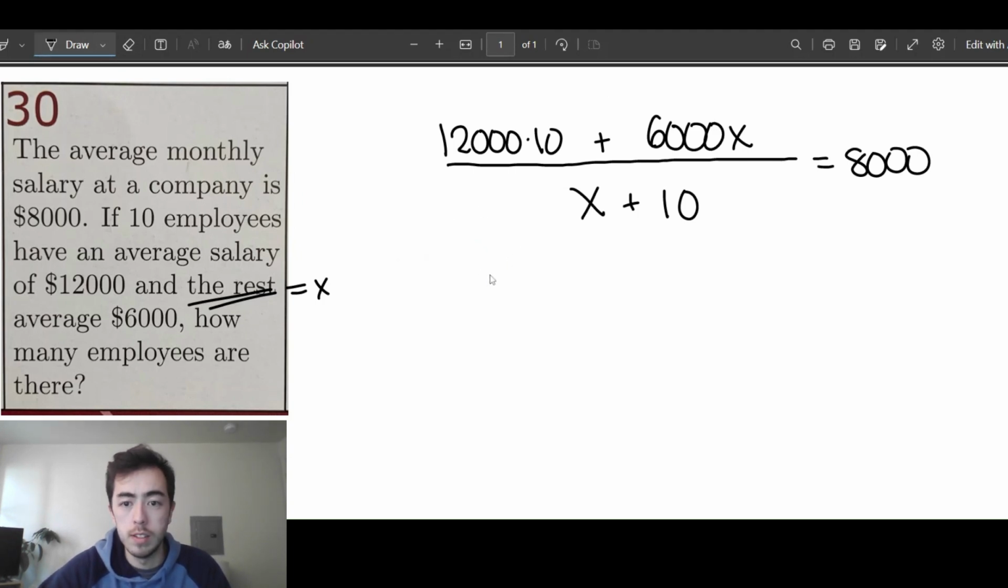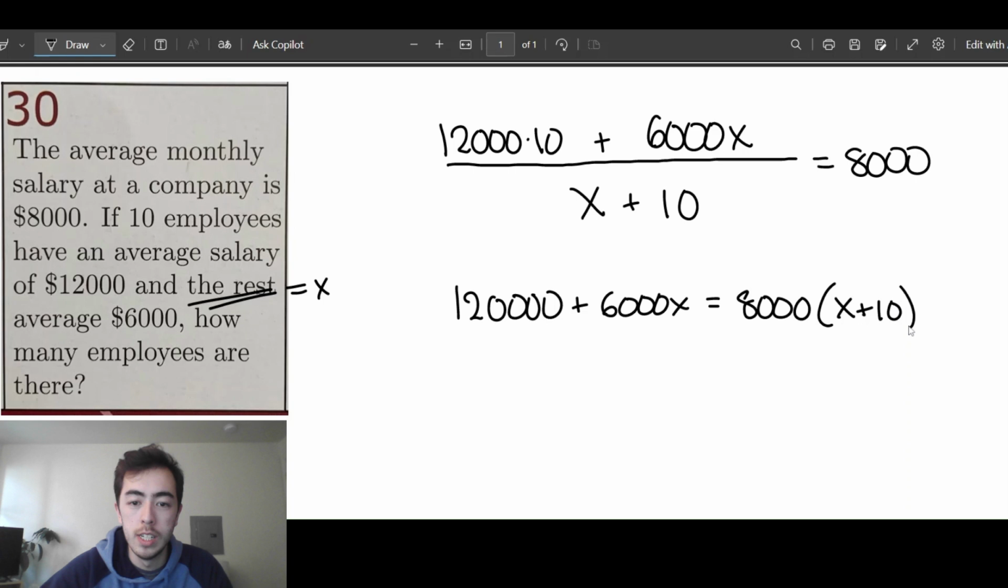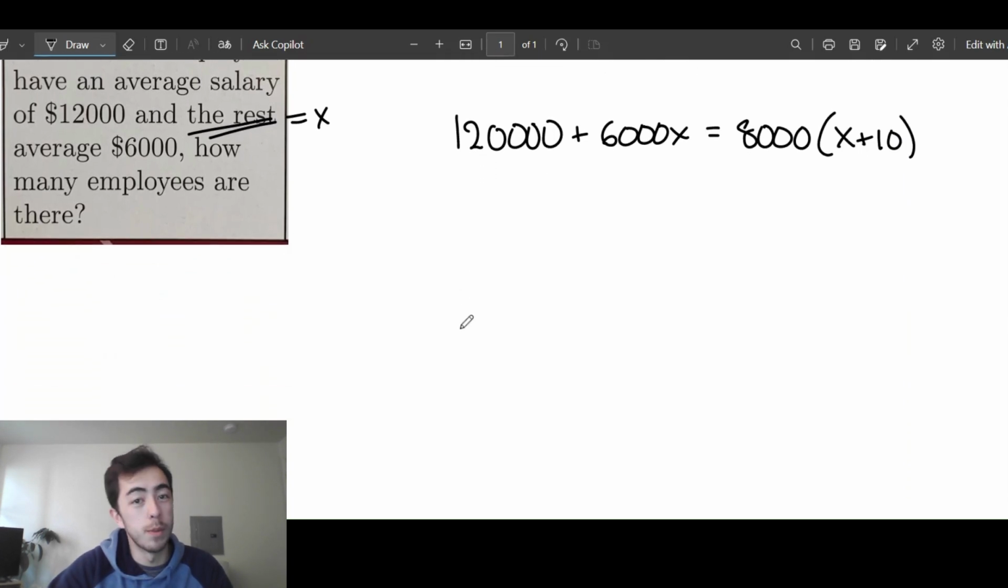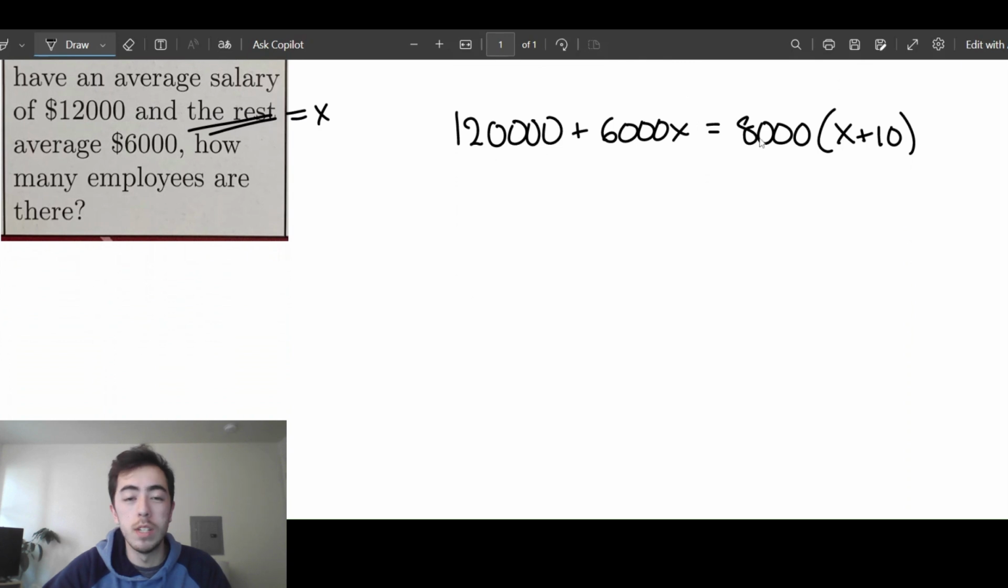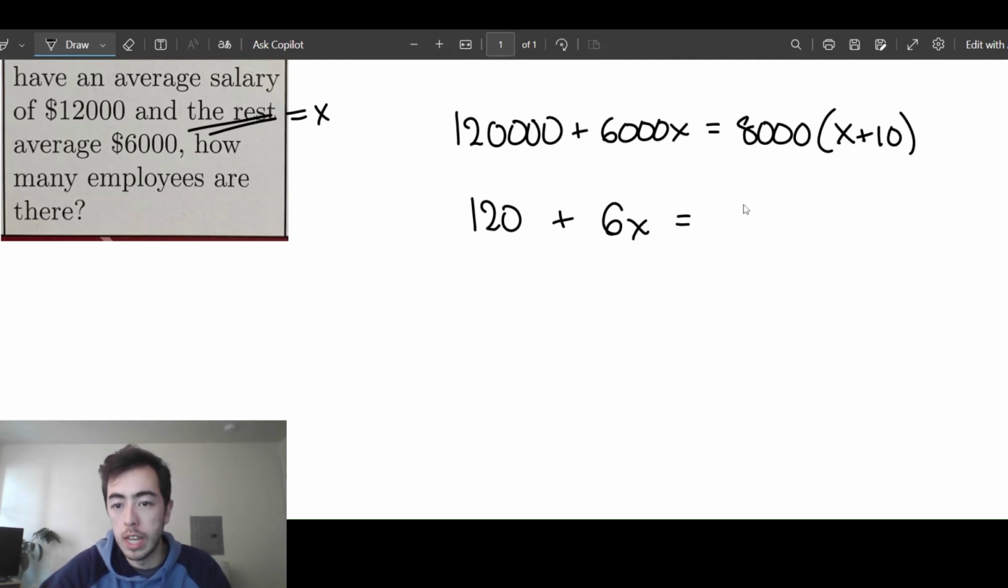How about let's simplify some stuff. I can multiply the 10 into here, so I get 120,000. I'll keep that 6,000x the same, and then I'll multiply the denominator over to the right side because I don't really like working with fractions when I don't have to. I also don't like working with large numbers when I don't have to, and so all of these could be divided by 8,000. I would get 120 plus 6x equals 8 times x plus 10. Cool, so that was just dividing both sides by 1,000.